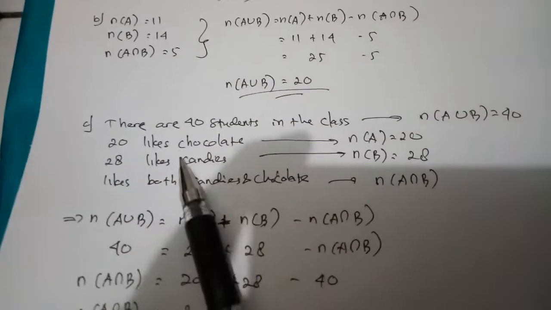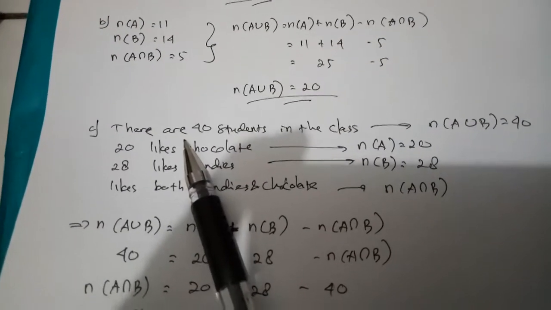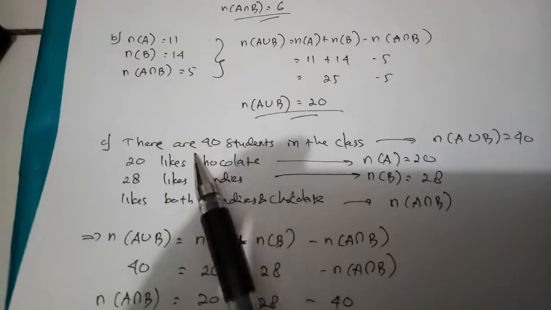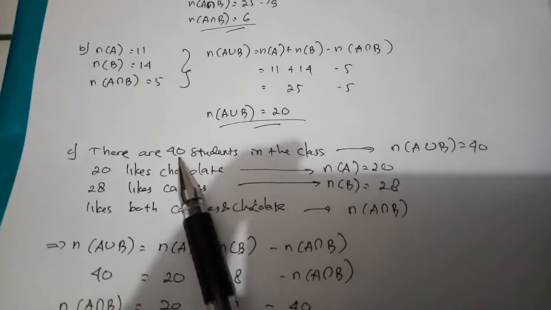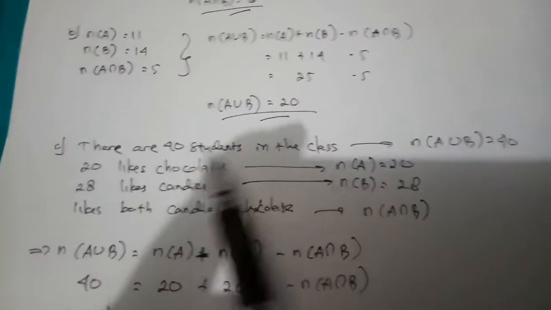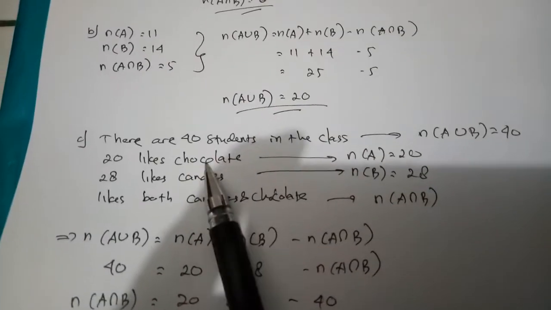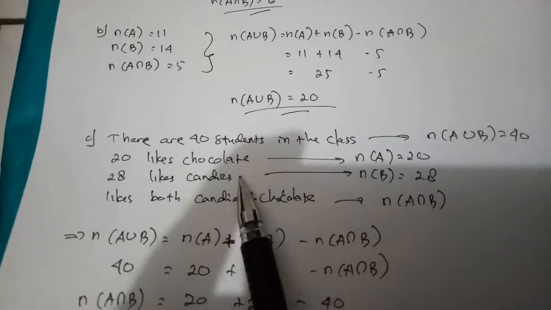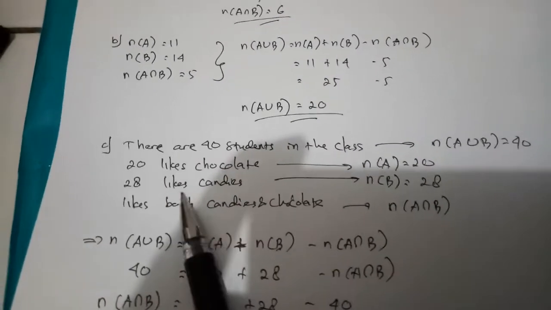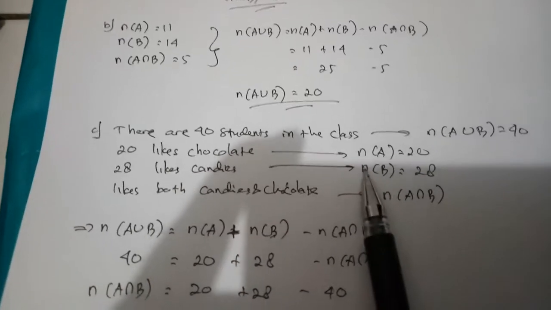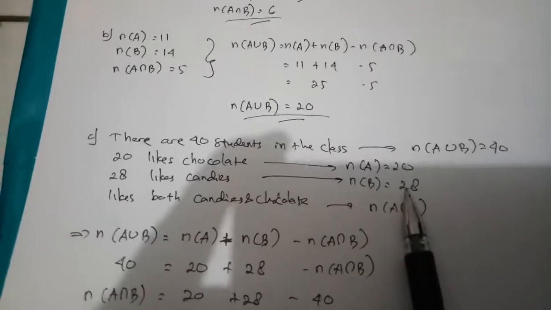For C, what you need to understand is, if it says all of the students in the class, it means that this is the n(A union B). So you combine all of them, and it will be equal to 40. And then likes chocolate, let's say chocolate is A and candies is B. So if it says 20 like chocolate, it means that n(A) is equal to 20. If we say 28 like candies, then n(B) is equal to 28.